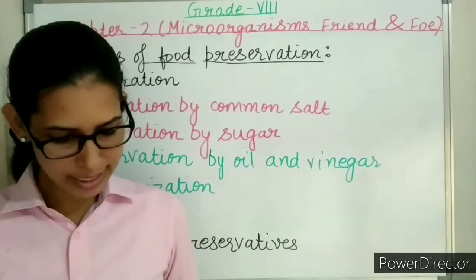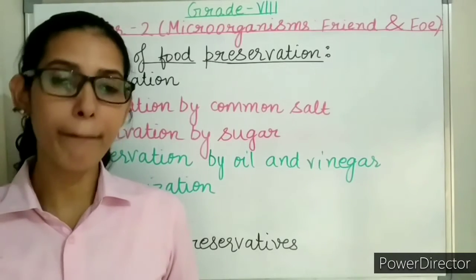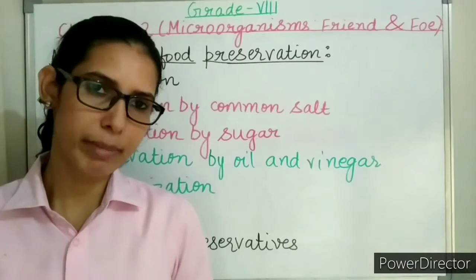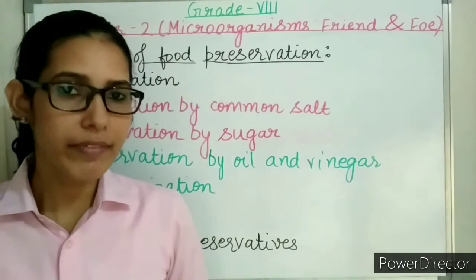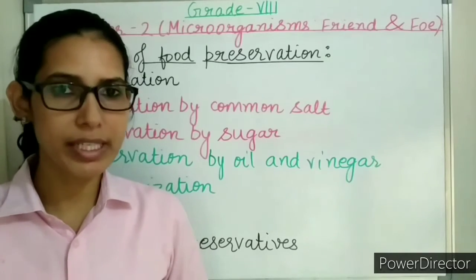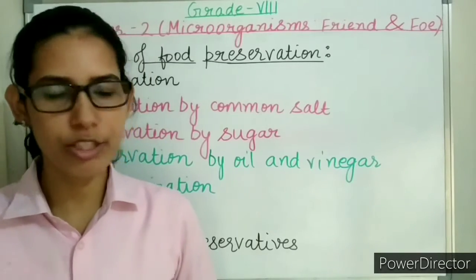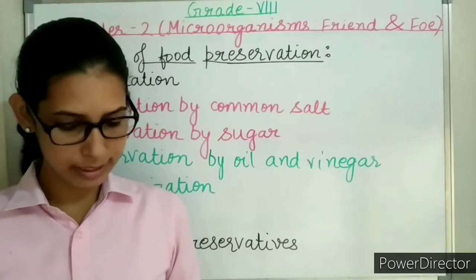Next, pasteurization is a method of preserving milk. Pasteurization is a method that is used to preserve milk. In this method, the milk is heated to 70 degrees Celsius for 15 to 20 seconds and then suddenly it is chilled and stored.